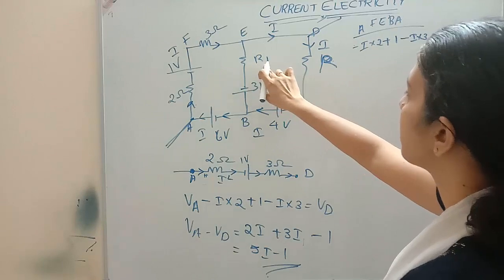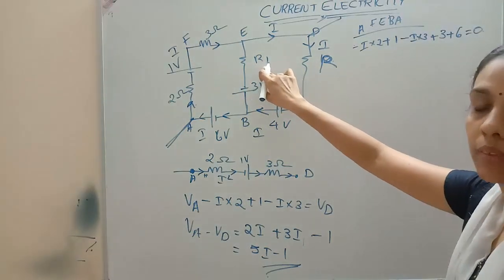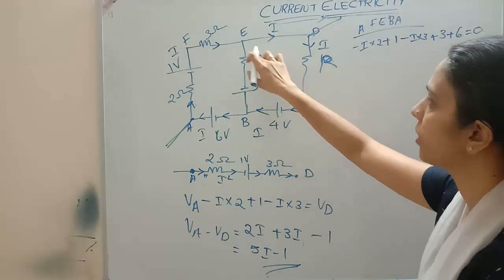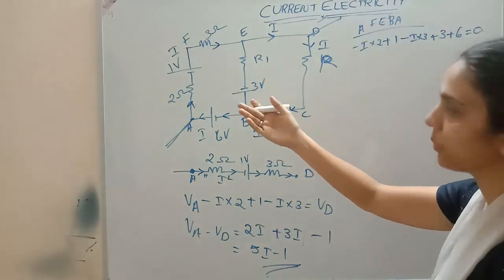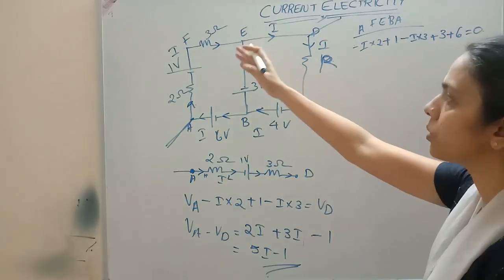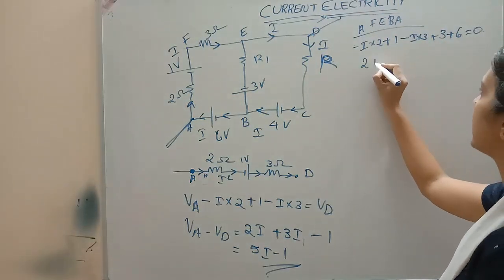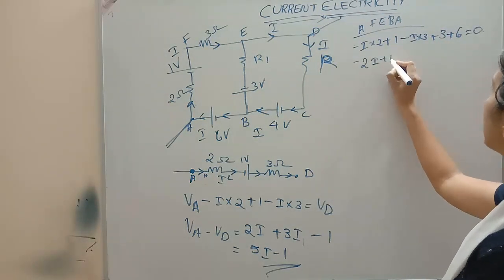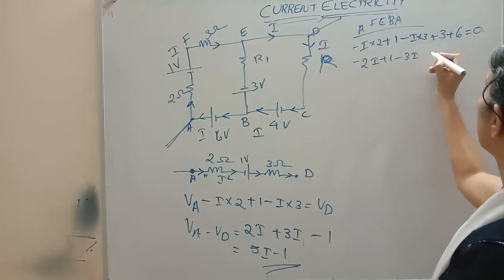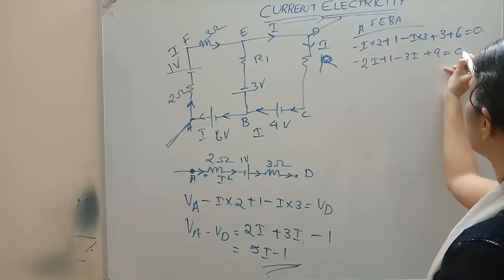So here I am not considering the value of R1. Why am I not considering the value of R1? Because no current is flowing through the circuit. So the I value is equal to 0, so I into R1, 0 into R1, is equal to 0. So here I will get minus 2I plus 1 minus 3I plus 9 is equal to 0.